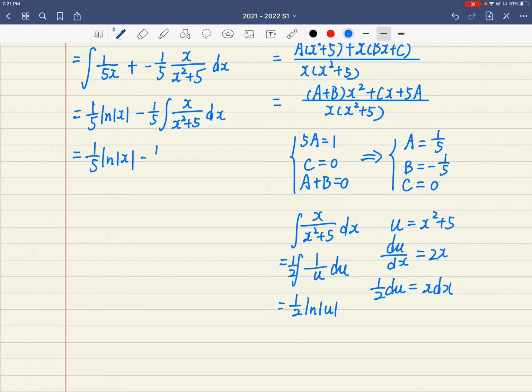So it is minus 1 over 5 times half natural log absolute value of u. What is u? u is x squared plus 5. The absolute value of x squared plus 5, plus c. So the answer is 1 over 5 natural log x minus 1 over 10 natural log of x squared plus 5, plus c.